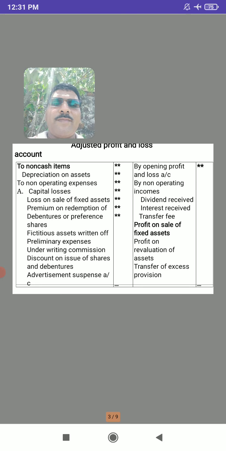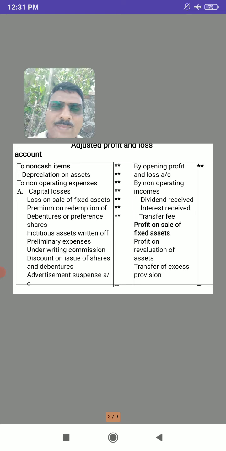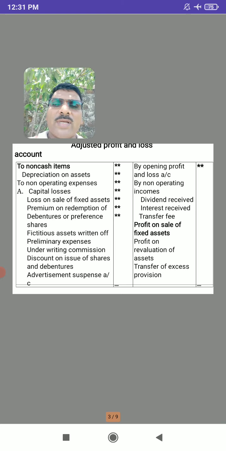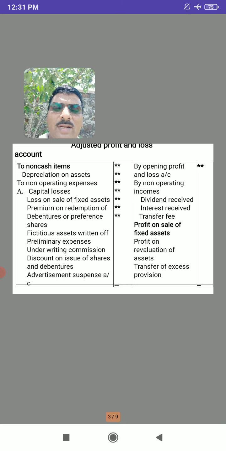So here the adjusted profit and loss account format is given. We are seeing that on the debit side, or the expenditure side, the recorded items are depreciation on assets and all non-operating expenses, that is capital loss, loss on sale of fixed asset, premium on redemption of debentures and preference shares, fictitious assets written off, preliminary expenses, underwriting commission, discount on issue of shares and debentures, advertisement and suspense account.